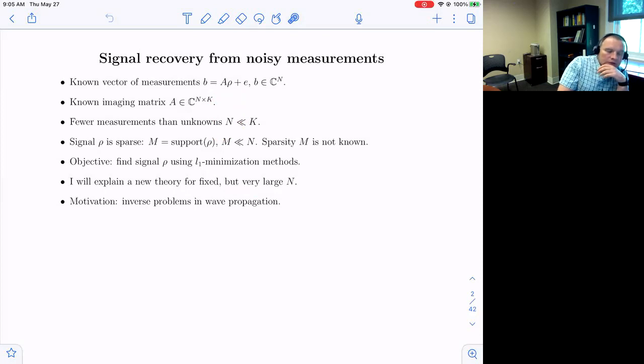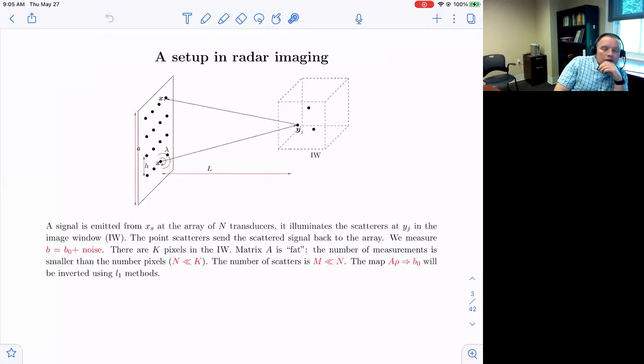So this is the motivation, and as I said, the main motivation for us was inverse problems in wave propagation. So the setup there is, for example, radar imaging. You have a radar where you have transducers, you have sources that emit, for example, electromagnetic waves, and then you have a target, an imaging window, where you have scatterers. So this is a reflection problem. You emit waves that scatter from the scatterers, and then they go back, and you receive the signal back on the array. So that's the motivation for the problem.